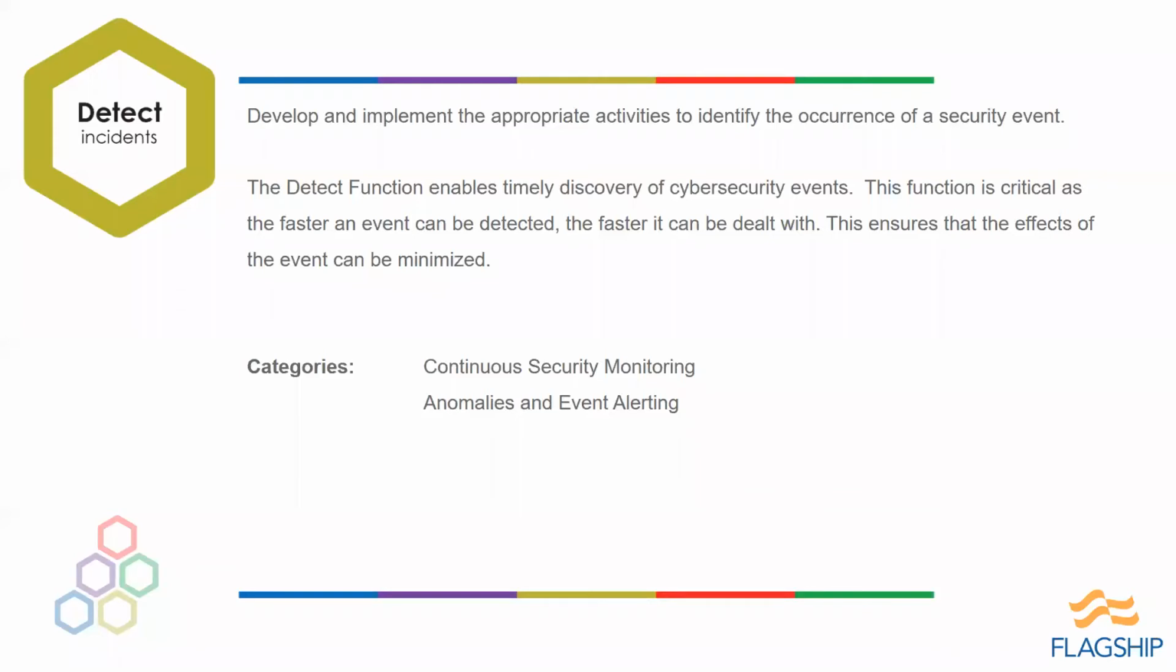The next example category, anomalies and event alerting. Events should be detected promptly, and the impact of the events should be well understood.